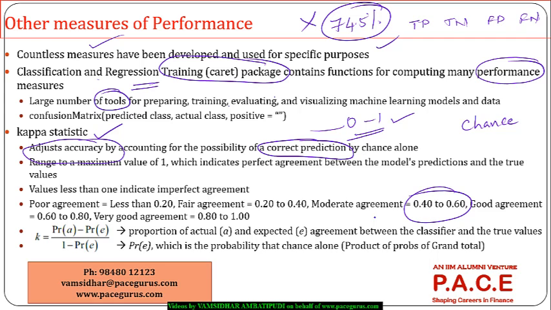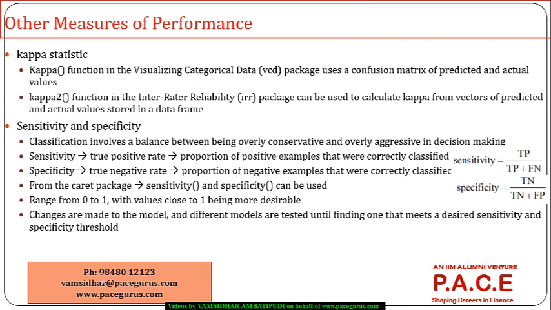The way the kappa is computed is from the proportion of actuals, PR A, and the proportion expected, the agreement between the classifier and the true values. I'll explain it with our example itself. The kappa is computed as probability of A minus probability of E. Probability of E is the probability that the agreement is happening just by chance. So probability of A minus probability of E, divided by 1 minus probability of E. That is how the kappa is typically computed. So we will see how we can compute that kappa.